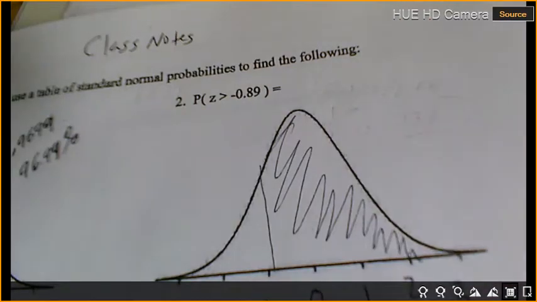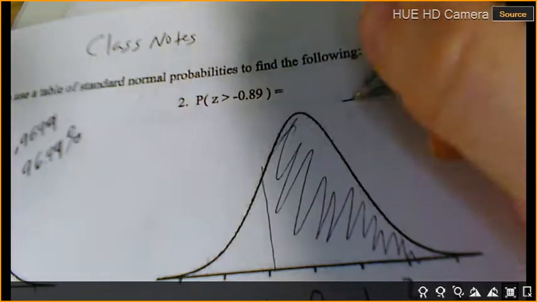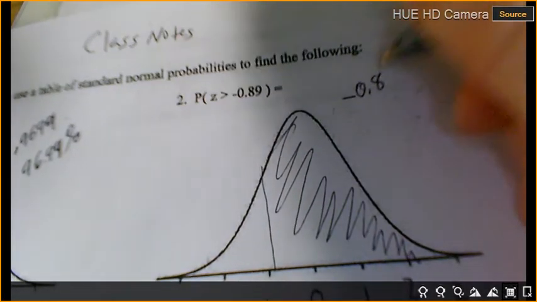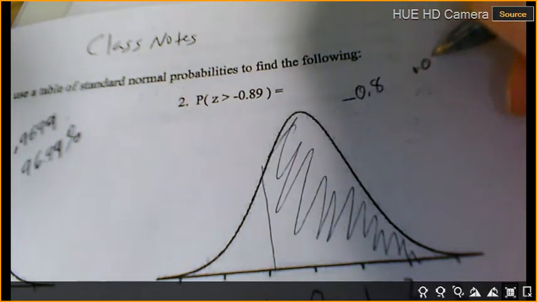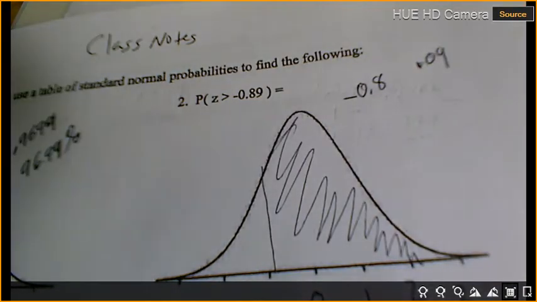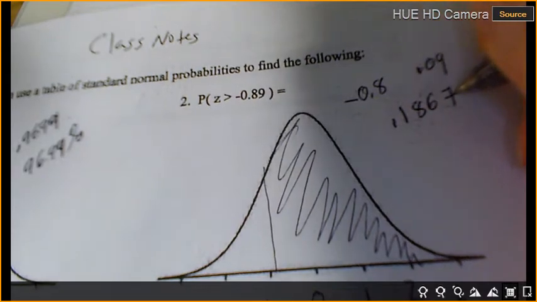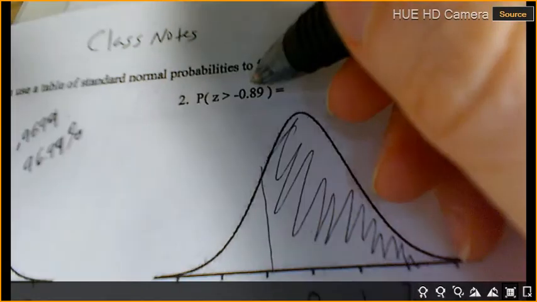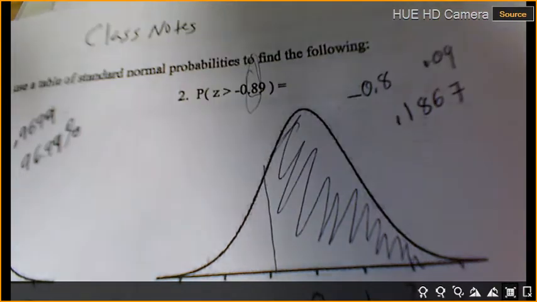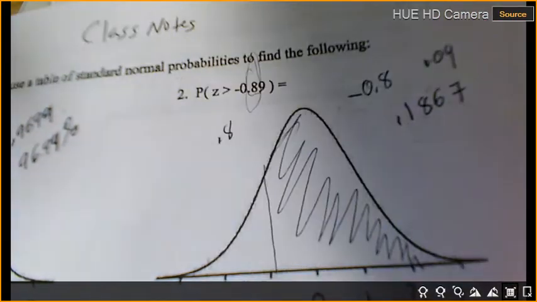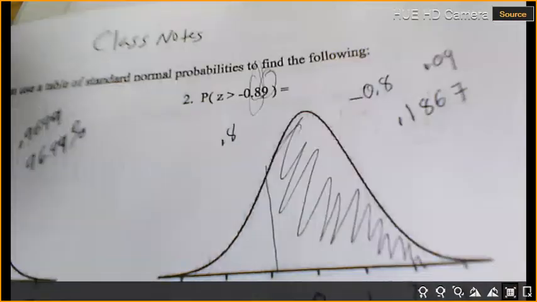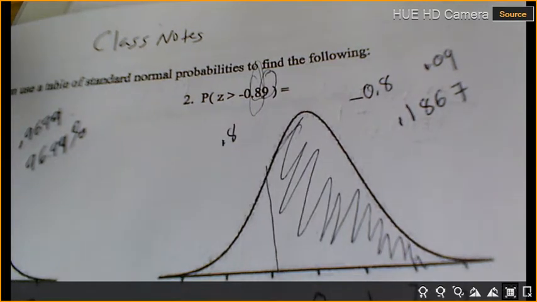The z-score chart only shows you stuff on the other side. So I'm going to go under here and look up negative 0.8 on the side, 0.09 on the top. And I get 0.1867. It tells you this is the first one, 0.8. This is the top, 0.09. Do you have your chart in front of you?